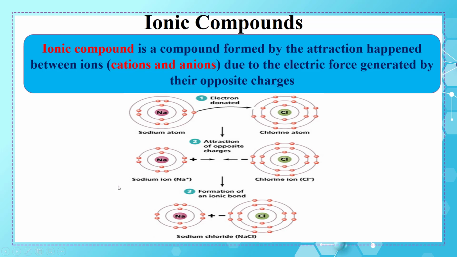As you see here in the figure, the sodium, Na, donates an electron. It loses an electron to the chlorine atom. After this donation, there are different charges. The Na becomes a positively charged ion, a cation, while the chlorine becomes an anion that has a negative charge. These opposite charges attract each other, forming the ionic compound, or the ionic bond, between the sodium and the Cl. Its name is sodium chloride, NaCl.